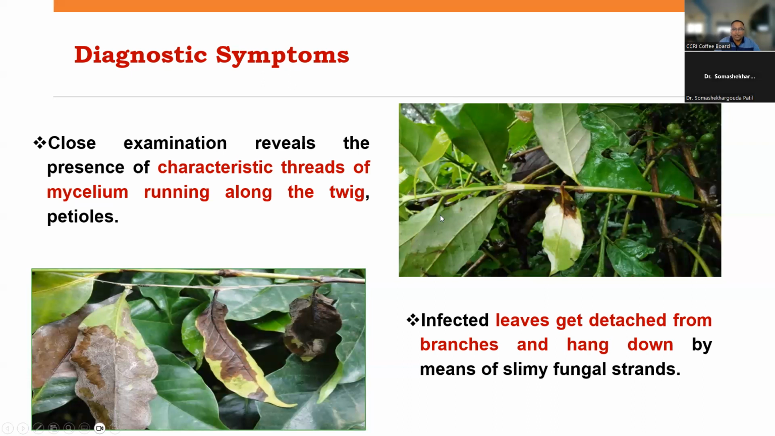This growth of the white color patches is also called the pellicle stage of the fungus, or vegetative stage. This pellicle stage or vegetative stage will spread from one plant to another plant during the contact of one bush with another.